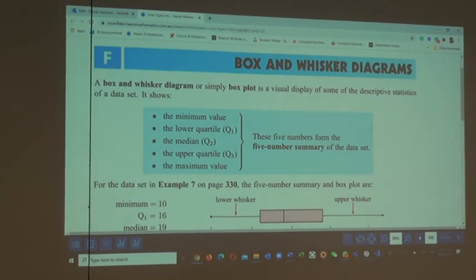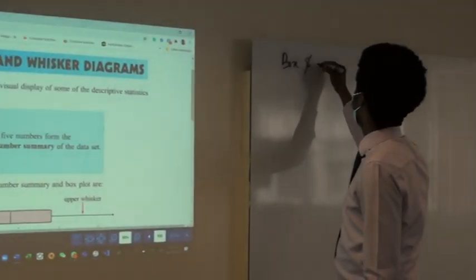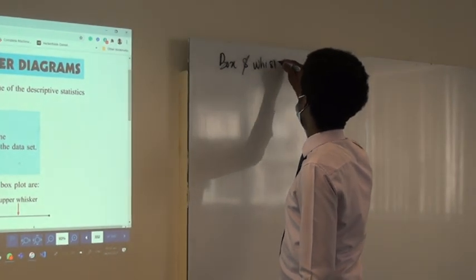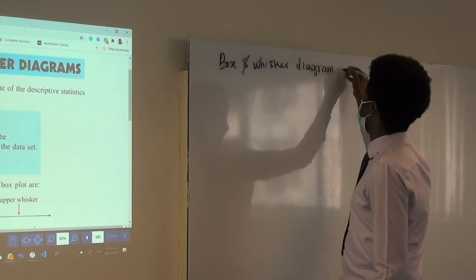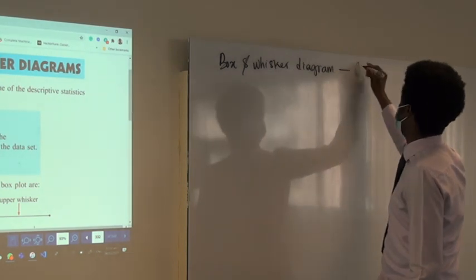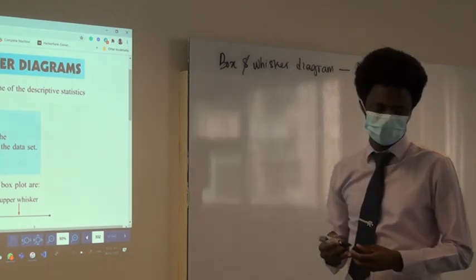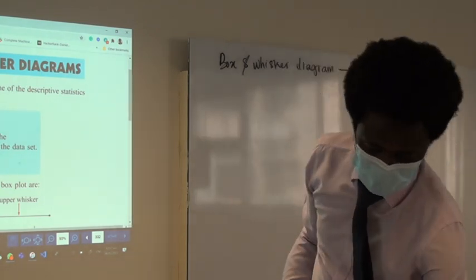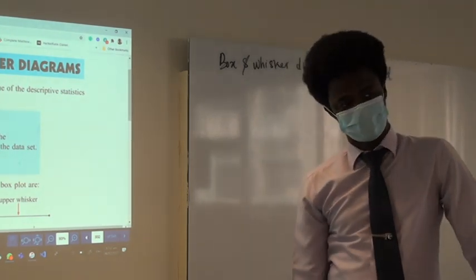Ready? So we start with the box and whisker diagram. Or we can just say the box plot. We just call it the box plot. So if you see your exam, it could be called the box and whisker diagram. It could just be called the box plot.